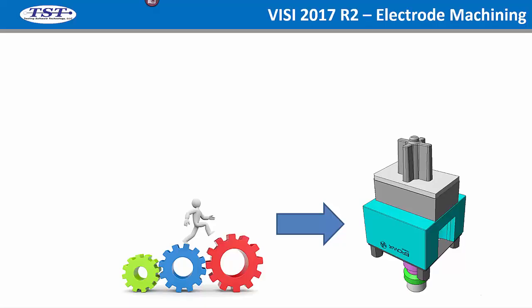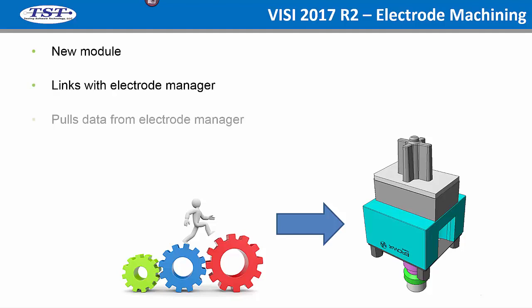So let's take a look at another portion for machining. It's going to be the electrode machining. It's going to be a new module that links with the electrode manager, pulls the data from the electrode manager, and automates the electrode machining.